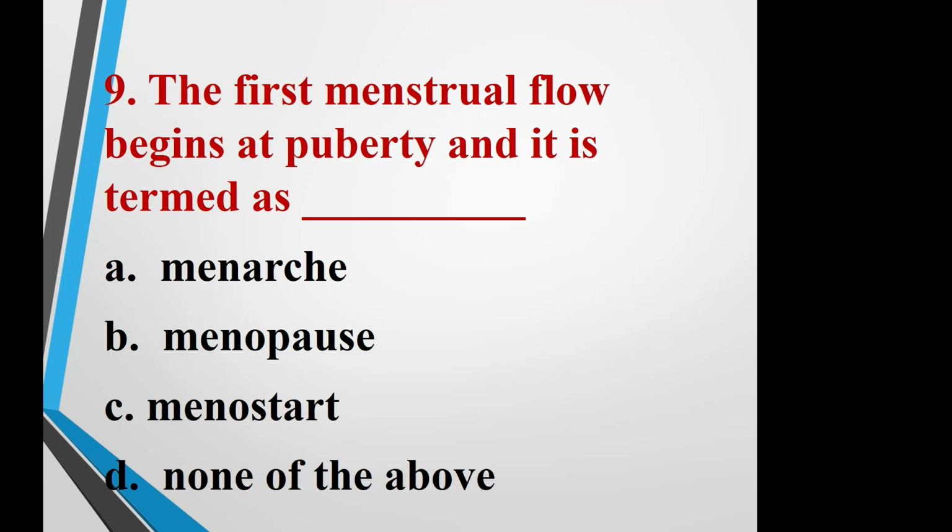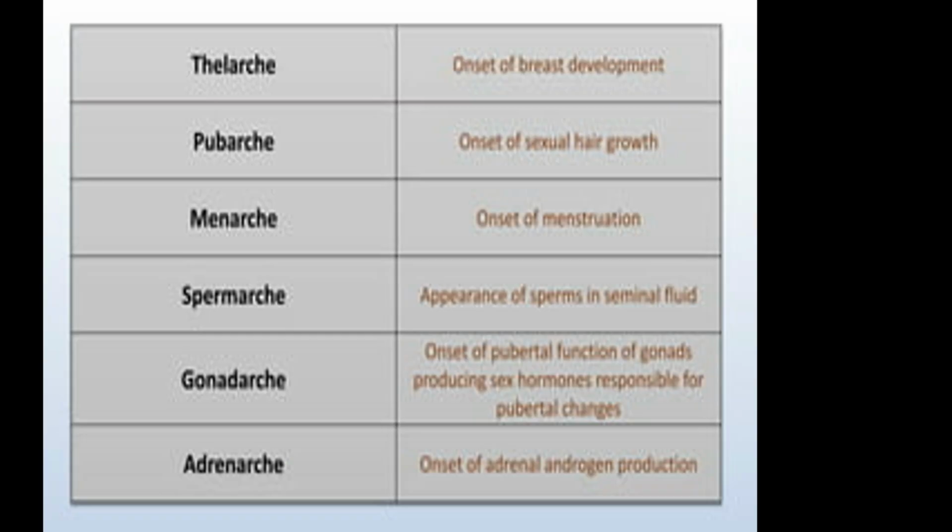Next question. The first menstrual flow begins at puberty and it is termed as, options: A menarche, B menopause, C menostart, D none of the above. Answer is A, menarche. So the first menstrual flow begins at puberty and is known as the menarche.